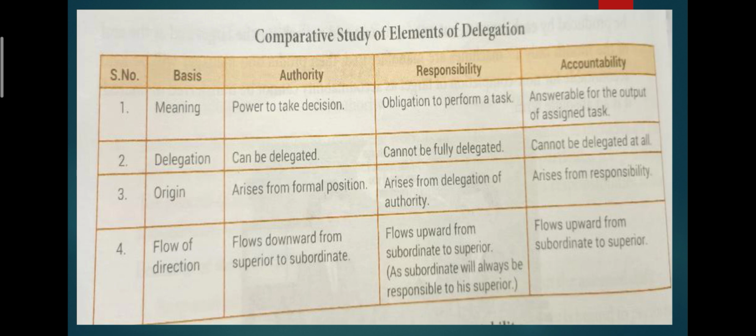Origin: authority arises from formal position. Responsibility arises from authority. I have already told you this point earlier also. Because the superior is having the right, the superior has full authority with him to give his work to his subordinate, so it arises from the authority of the superior. Accountability arises from responsibility. And flow of direction. Authority flows downward, responsibility and accountability flow upward.